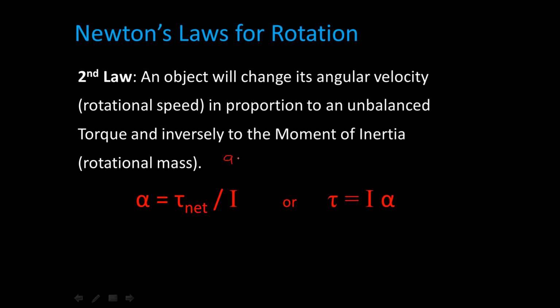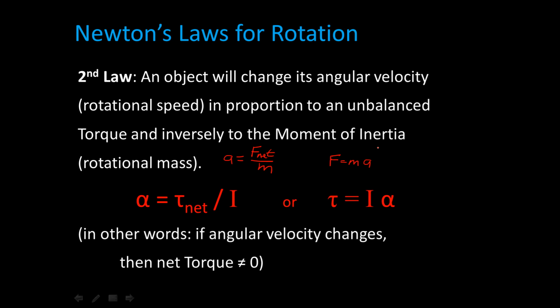In Newton's second law in the linear world, we end up saying that acceleration is proportional to the net force divided by mass. Here we have angular acceleration is equal to the net torque, when we add up all of our torques, whatever we have left over, divided by the moment of inertia. Or we'll put it in its more famous cousin's format, F equals ma: torque is equal to moment of inertia times the angular acceleration. In other words, if the angular velocity changes, then the net torque is not equal to 0.